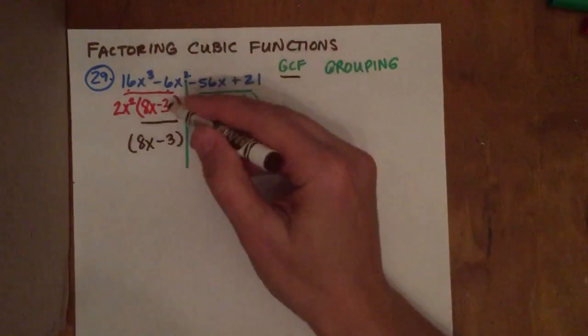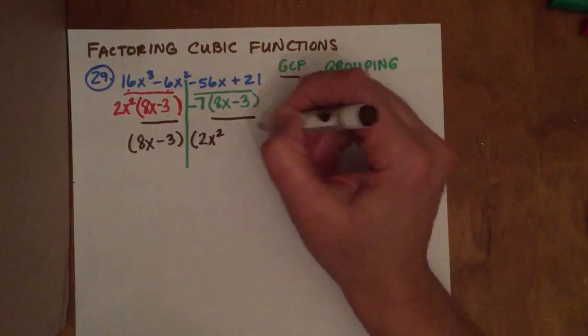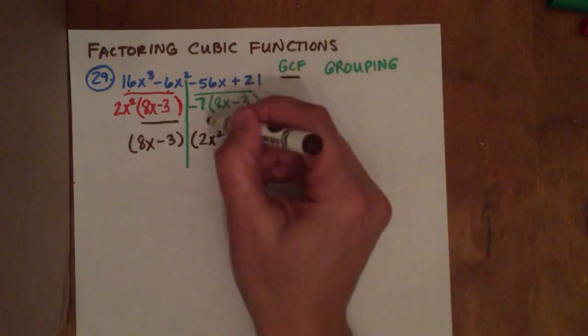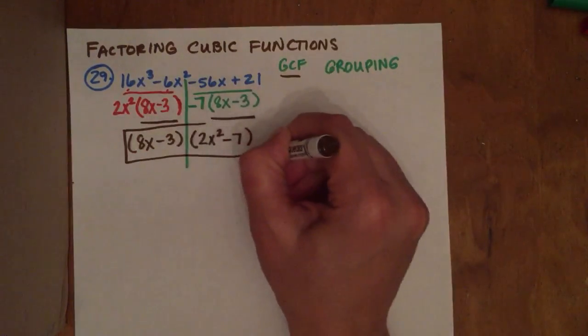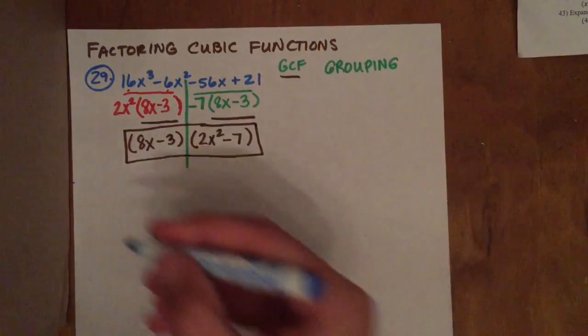And when I factor out the 8x minus 3, that leaves me with 2x squared. And when I factor out the 8x minus 3, that leaves me with minus 7. So my final answer is 8x minus 3 times 2x squared minus 7. And that is how we factor by grouping. So that's number 29 on your review. So let's move along and look at number 30.